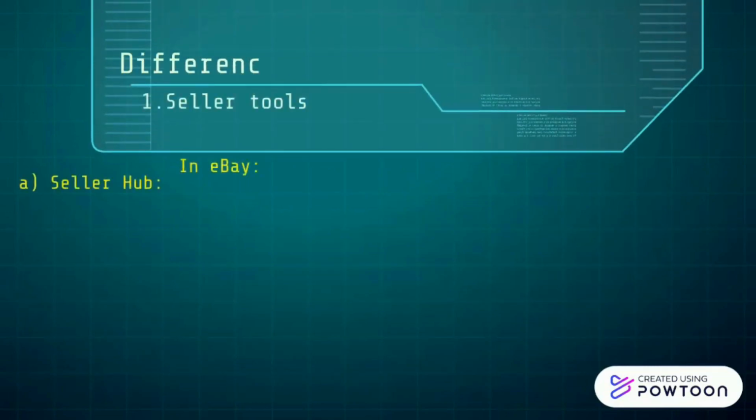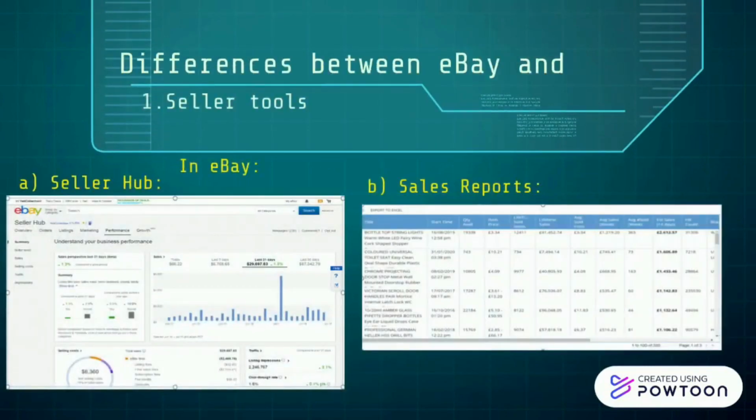Now, we move to the differences between eBay and Etsy. The first difference between eBay and Etsy is the seller tools. eBay is a highly competitive marketplace. So in eBay, to help the seller increase and expand their listings, eBay offers a variety of tools to help sellers achieve their goals. For example, Seller Hub and Sales Reports.